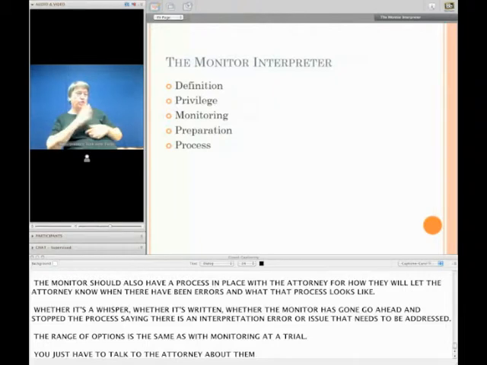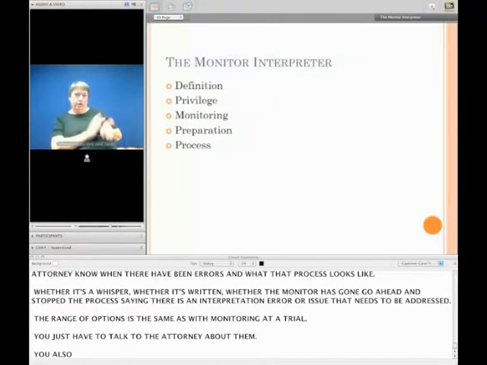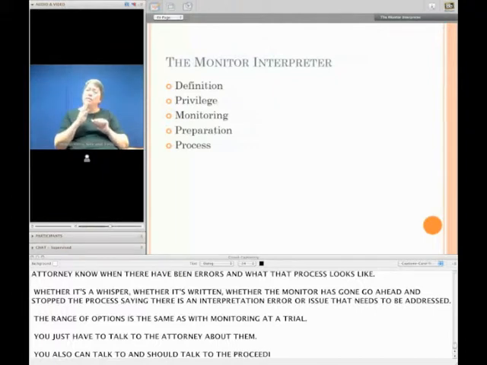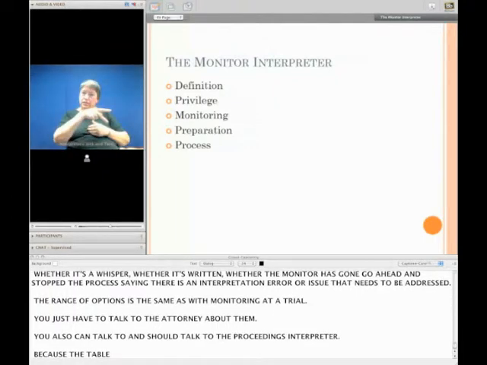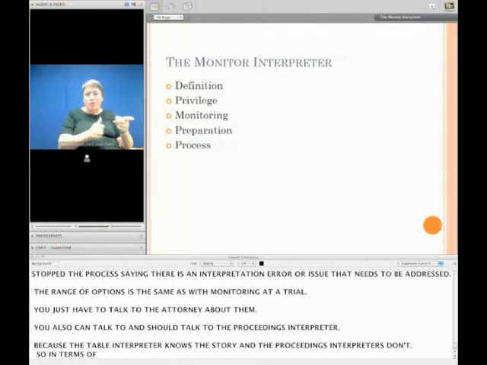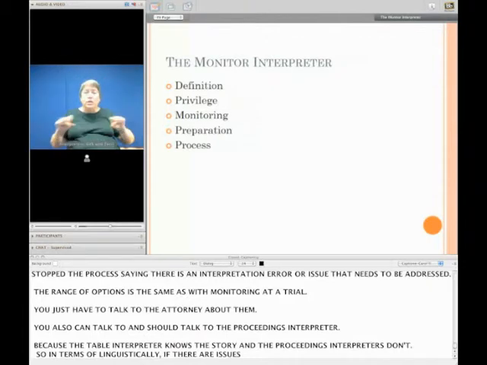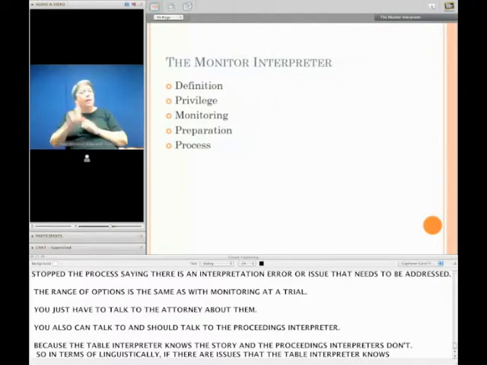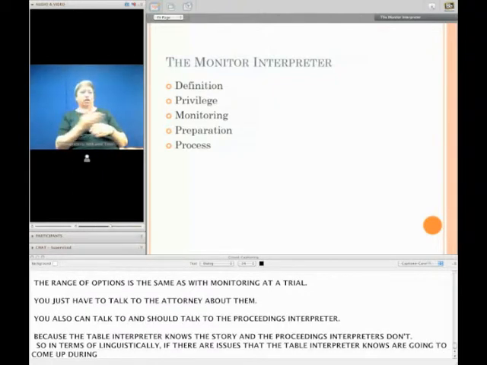You also can talk to and should talk to the proceedings interpreter, because the table interpreter knows the story and the proceedings interpreters don't. So in terms of linguistics, if there are issues that the table interpreter knows are going to come up during trial, they can certainly share linguistic information with the proceedings interpreters.